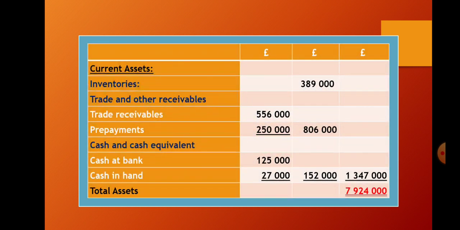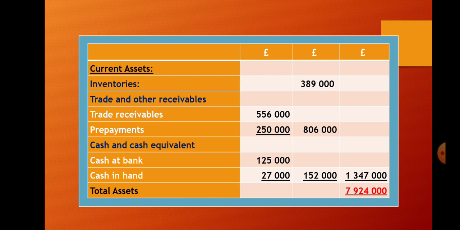Among current assets also, we will have three main headings: inventories, trade and other receivables, cash and cash equivalent. Remember, writing these headings is very important. In the inventories, if we have more than one type of inventory like raw material, work in progress and finished goods, we need to list it out separately. But in this question, we have only finished goods, so we have taken 389,000 directly.